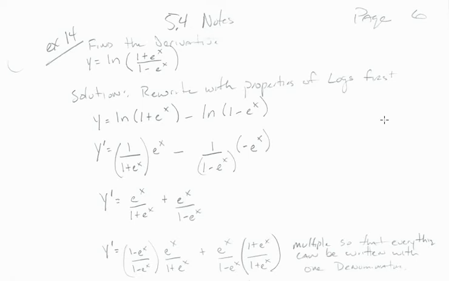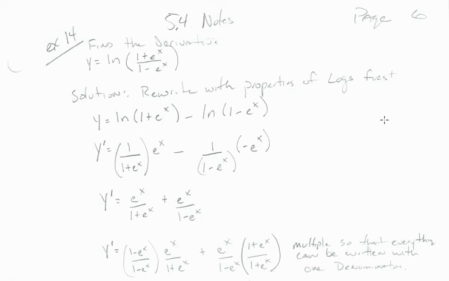We rewrite it as subtraction. So y equals natural log of 1 plus e to the x minus natural log of 1 minus e to the x. Now we take the derivative of each one. Remember, the derivative of natural log is 1 over that stuff times the derivative of that stuff. In this case the natural log of 1 plus e to the x, its derivative is 1 divided by 1 plus e to the x times the derivative of 1 plus e to the x, which is just e to the x.